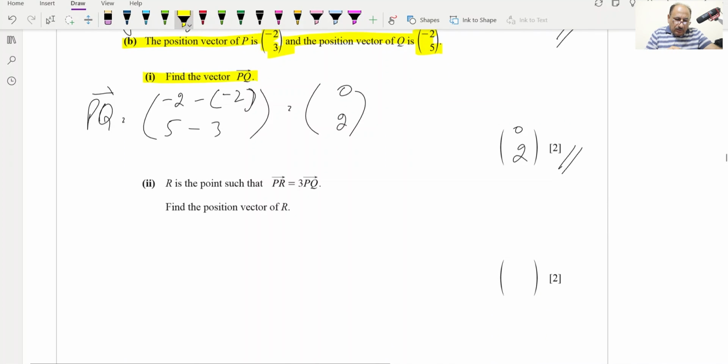Then the second part: R is the point such that PR is equal to 3PQ. Find the position vector of R. This is a little tricky question, a 2 marks question, but you need to understand this.